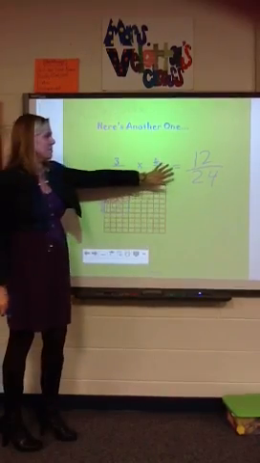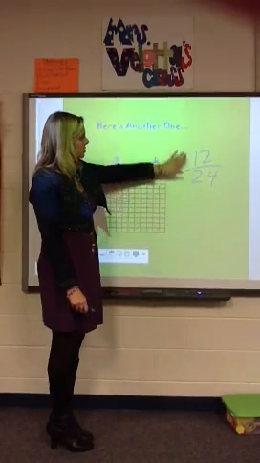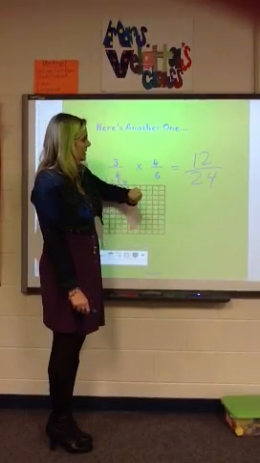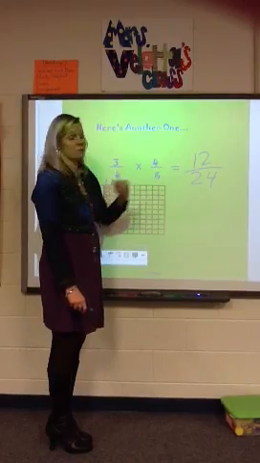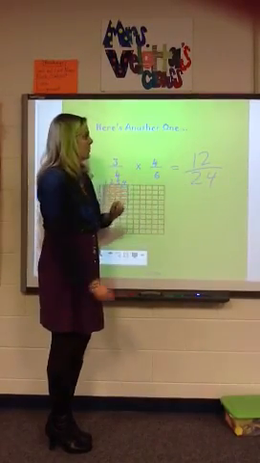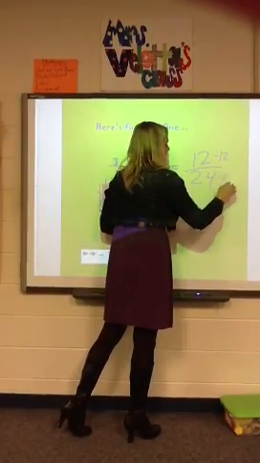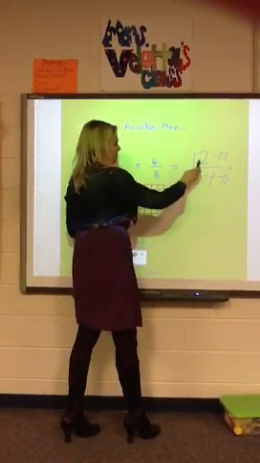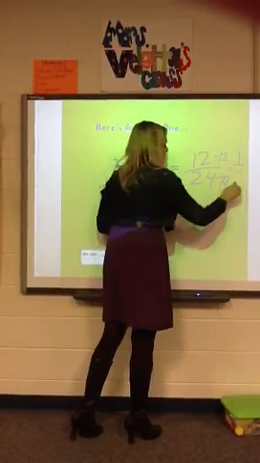Simplifying. We have to simplify this fraction. So let's see. What is the greatest common factor of both of these? I know that 12 is a factor of 12, and I know that 12 is a factor of 24. So let's see what happens when we divide the numerator and the denominator by 12. 12 divided by 12 is 1. 24 divided by 12 is 2.